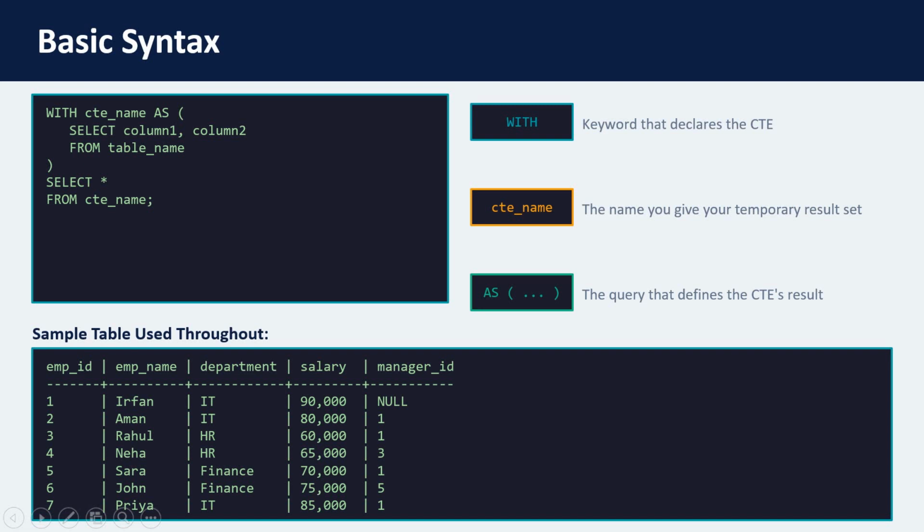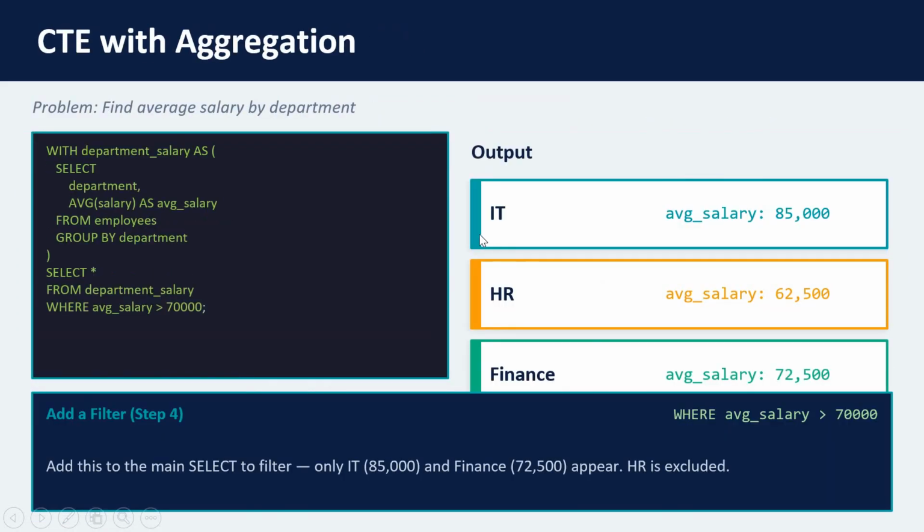I need to find the average salary of every department. Like in IT, what is the average salary? For HR, what is the average salary? For finance, what is the average salary? So the output looks like IT average salary will be 85k, HR average salary will be 62,500, and finance department average salary will be 72,500. So we will write a query which will find the average salary by the department, right? As well as we will write one more thing, and I need to display only.